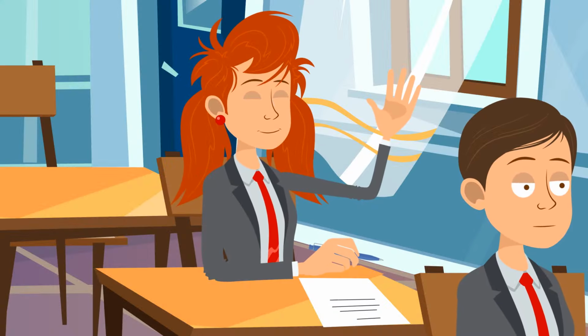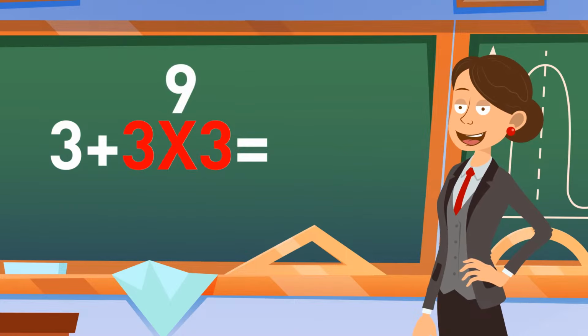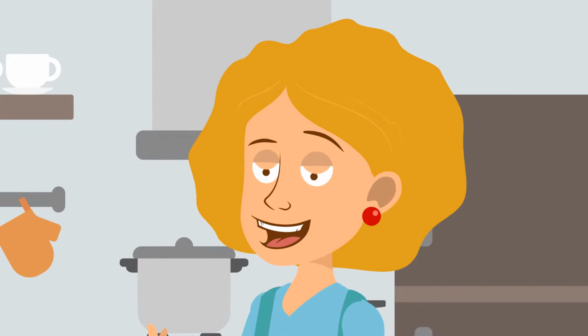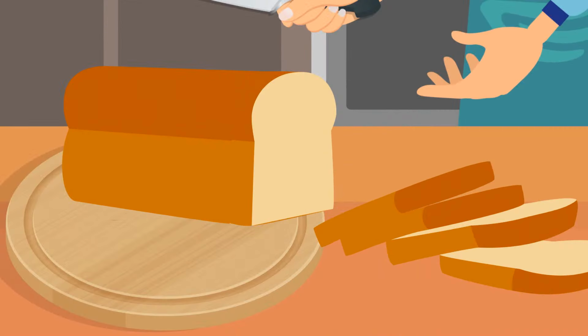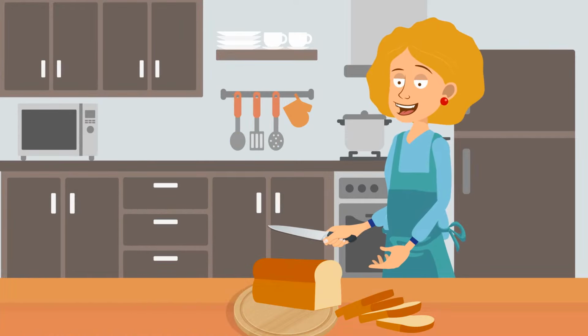Cassidy. The multiplication is always done first, so we multiply 3 by 3, that's 9. Then we add another 3 and get 12. It takes Genevieve 12 seconds to cut one loaf of bread into 5 pieces. How much time does she need to cut the same loaf into 6 pieces?